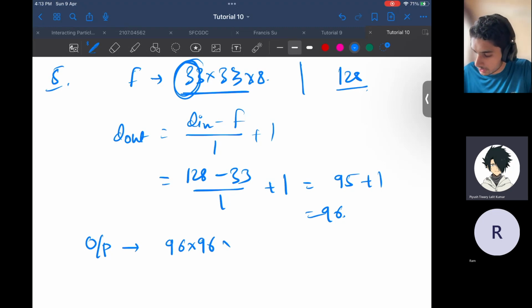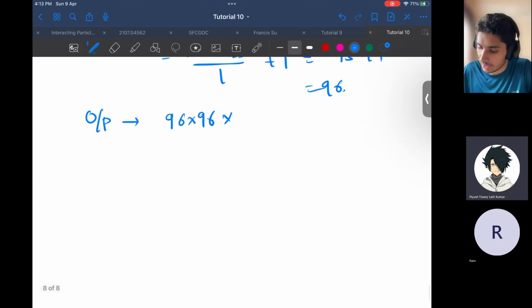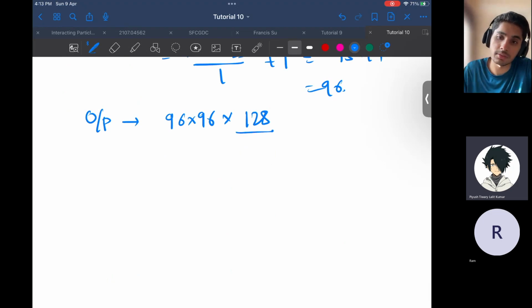How many such filters will be there? As I said again, each filter is responsible for one channel. There are 128 such filters, right? So we will have 96 cross 96 cross 128. It will have a depth of 128. Okay, very simple question yet again.